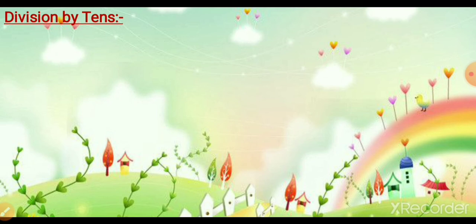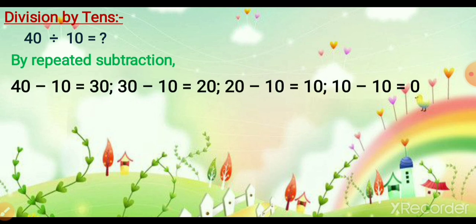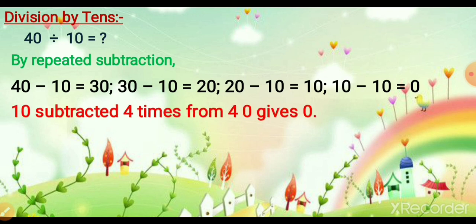Our third property, division by tens. What do you get when you divide a number by 10? For example, 40 divided by 10. By repeated subtraction, 40 minus 10 is equal to 30. Again, 30 minus 10 is equal to 20. 20 minus 10 is equal to 10. 10 minus 10 is equal to 0. Here, you can observe that 10 subtracted 4 times from 40 gives us 0. So, 40 divided by 10 is equal to 4.